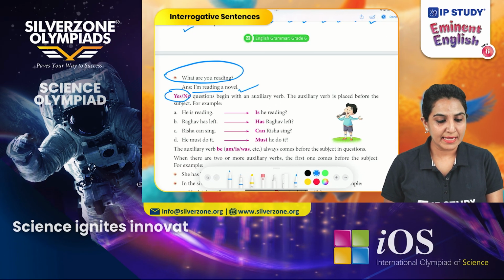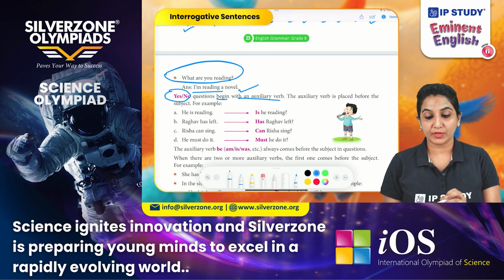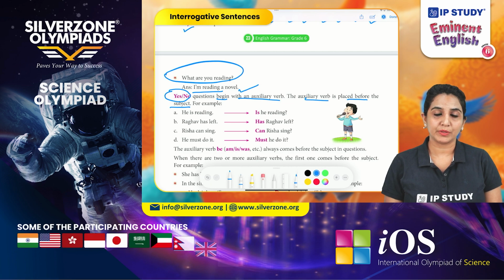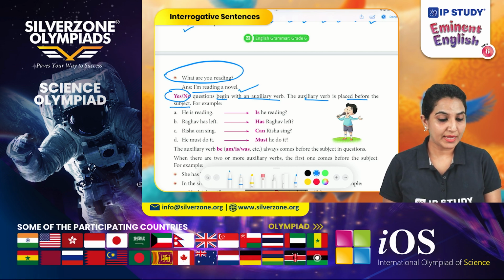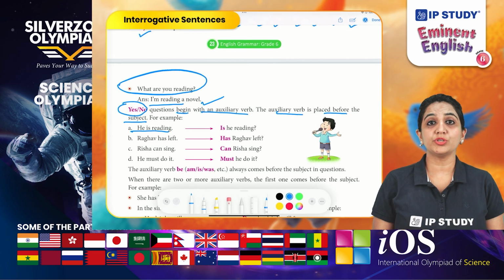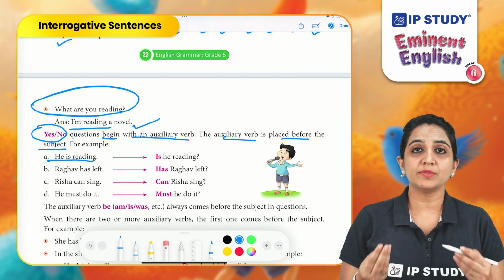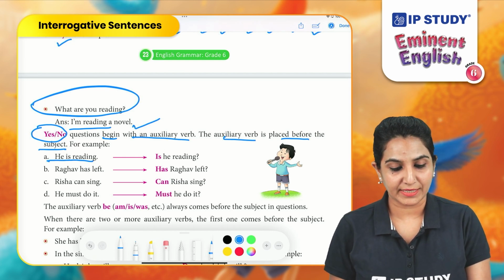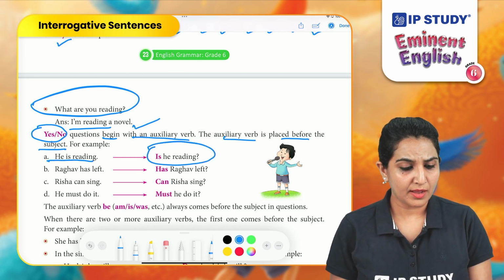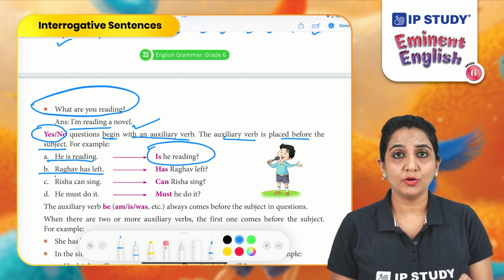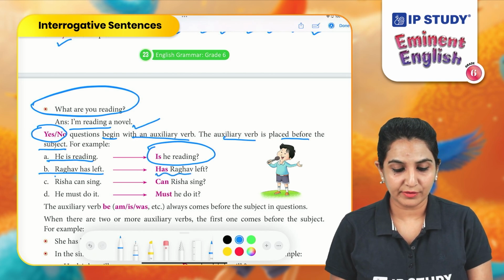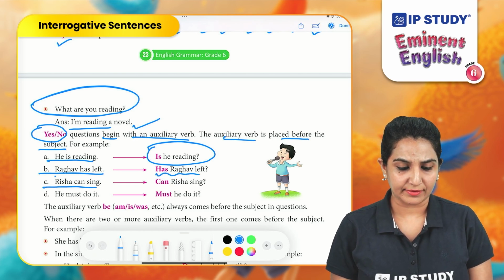Yes-no questions begin with an auxiliary verb. The auxiliary verb is placed before the subject. For example, let us see this sentence. He is reading. Now, when you want to convert this into a question, you simply put an auxiliary verb before the subject. For example, is he reading? Raghav has left. Now, you will put the auxiliary verb before the subject. Has Raghav left? Risha can sing. Can Risha sing?